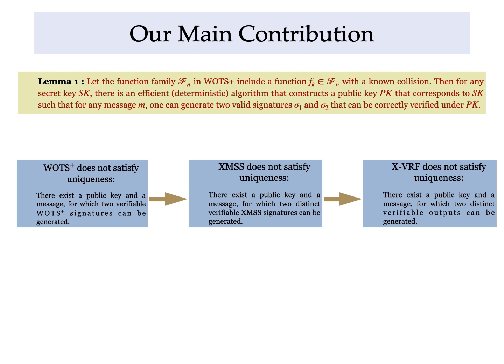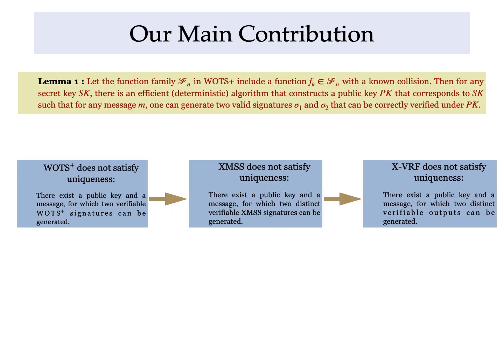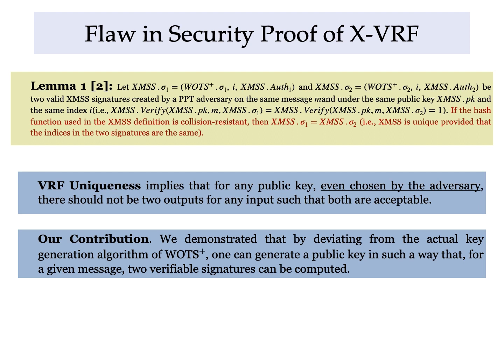We proved this lemma, and also we proposed efficient algorithms that for any message and any secret key, we can calculate more than one verifiable output. And then we proposed this algorithm, and finally we showed the flaw in the security proof, because X-VRF had a provable security of uniqueness. So we proposed an attack and showed that X-VRF doesn't satisfy uniqueness.